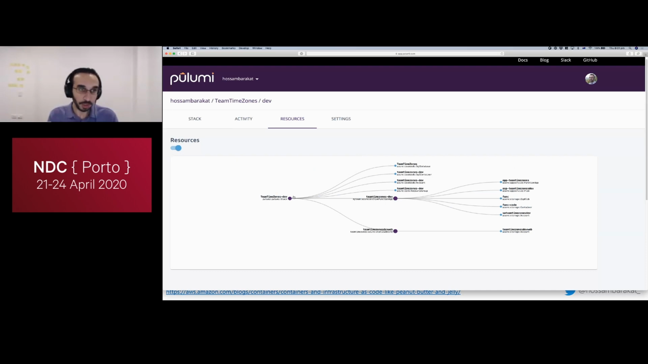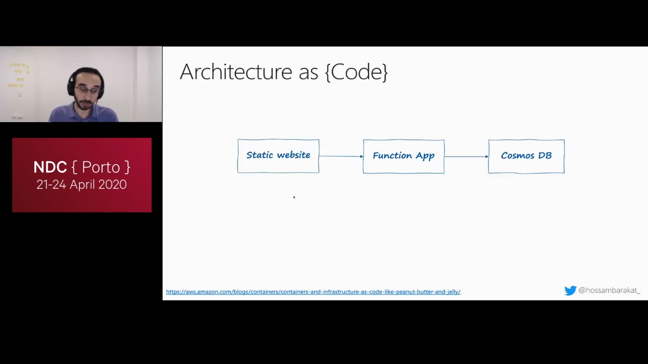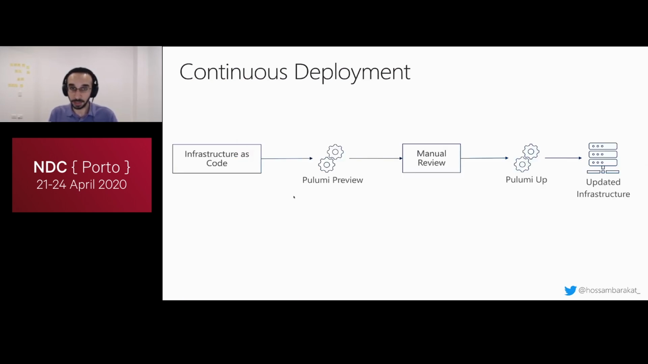So far, I've been showing you how we would provision the resources from my CLI. But most of us wouldn't provision the resources by using the CLI. We would be using a deployment pipeline. And Pulumi makes it pretty easy to be integrated with any pipeline.